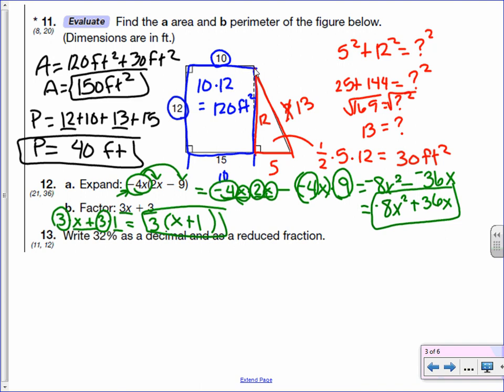Write 32% as a decimal and a reduced fraction. So 32% as a decimal means that I'm going to take the decimal point and move it 2 places to the left. So as a decimal, it's 0.32. And as a fraction, 32% means 32 out of 100. Both of those have a factor of 4 in them that I can take out. So as a reduced fraction, it would be 8/25.